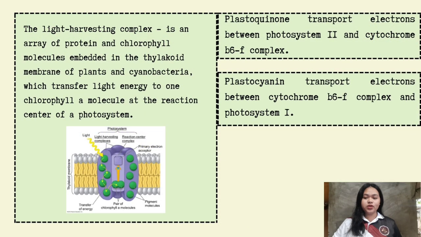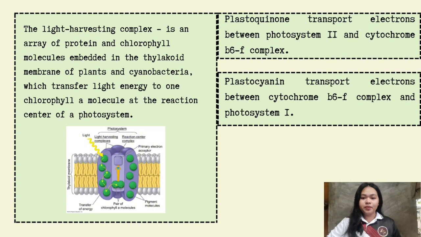The next terminology under 6.6 is the light harvesting complex, which is an array of protein and chlorophyll molecules embedded in the thylakoid membrane of plants and cyanobacteria, which transfer light energy to one chlorophyll molecule at the reaction center of a photosystem. The light harvesting complex traps light, then transfers the photons from light to the photosystem to be converted into chemical energy.